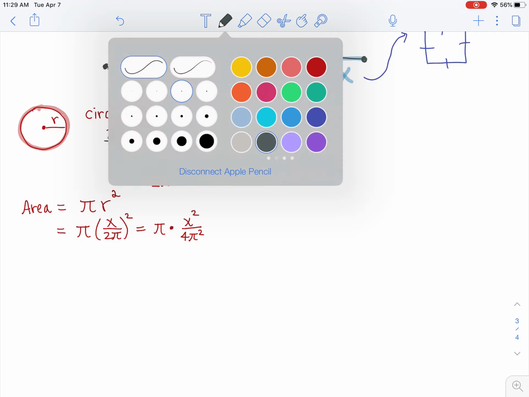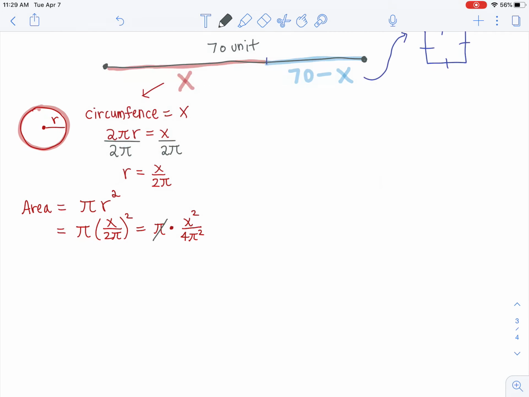Let's simplify this. Pi times x squared over, if you square 2 pi in the denominator, you will get 4 pi squared. Notice things will cancel out here. Pi will cancel out with one of the pi in the denominator. So I can say that the area of this circle in terms of x is 1 over 4 pi times x squared.